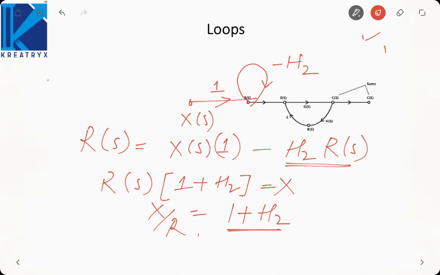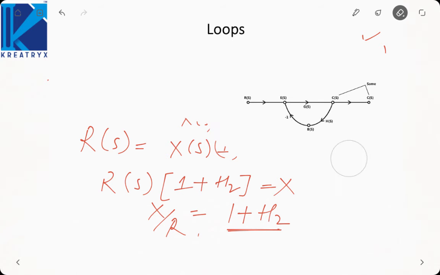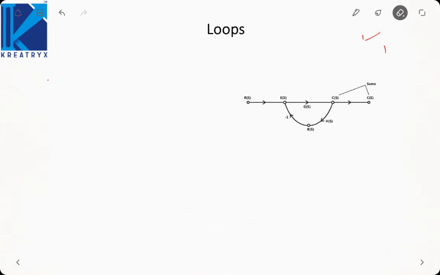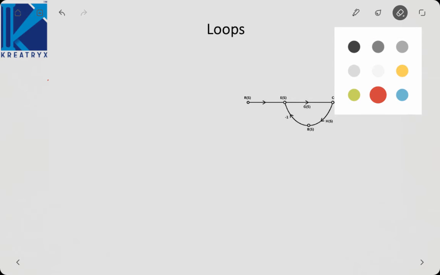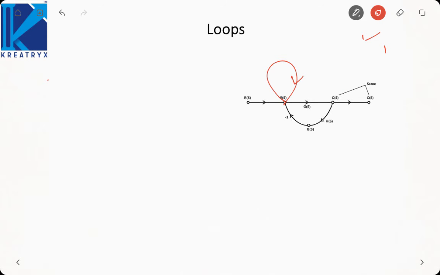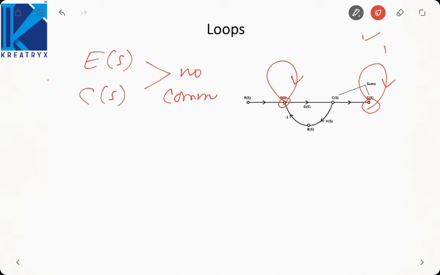Okay. Next thing we define is the non-touching loop. Non-touching loops are the loops which do not have any common node. Suppose I take one loop here and one loop here. This loop is concentrated at E(S), and this is at C(S). So they do not have any common node. One loop is at E(S), the other at C(S). These are called non-touching loops. So non-touching loops are the loops which do not have any common node. Okay. So these are the terms that you need to remember: path, forward path, loop, and non-touching loop.